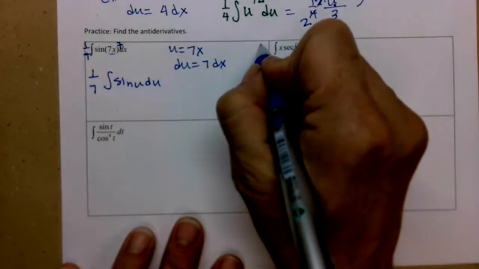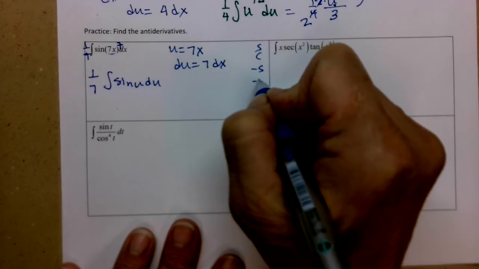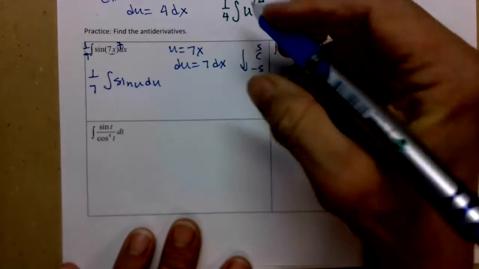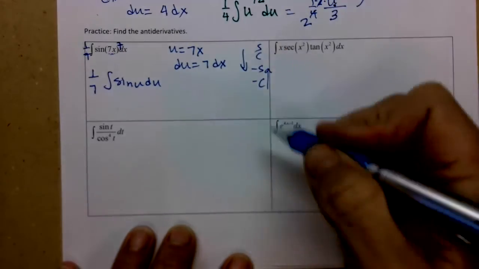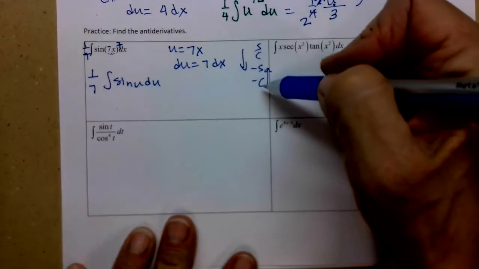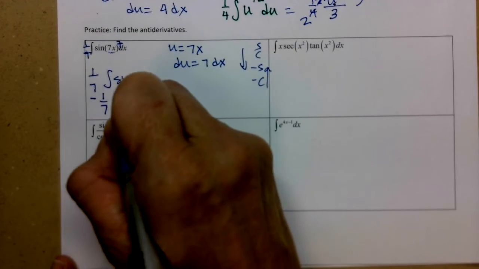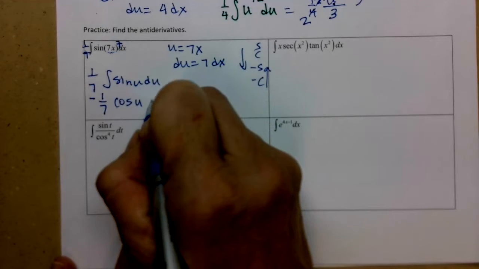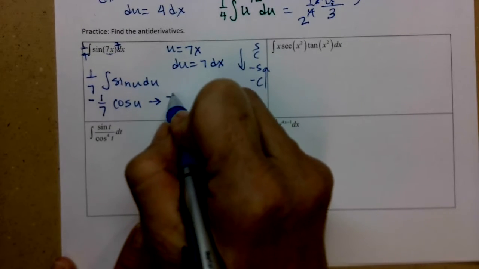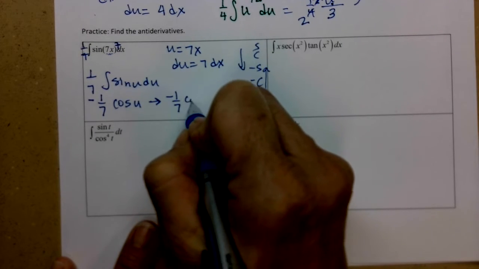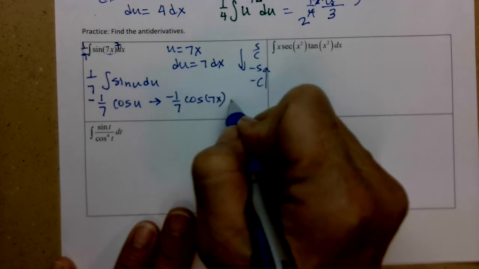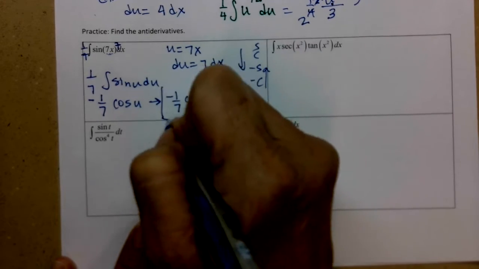And remember our strategy for sines and cosines: going down its derivatives, going up its integrals. So the integral of sine wraps around to negative cosine. So I have negative 1/7 cosine u. Back to x's: negative 1/7 cosine 7x plus c.